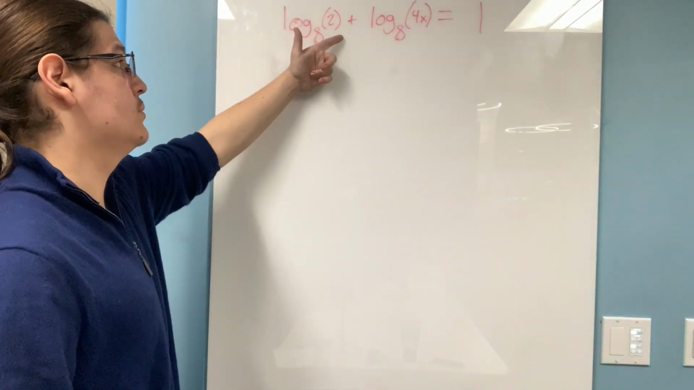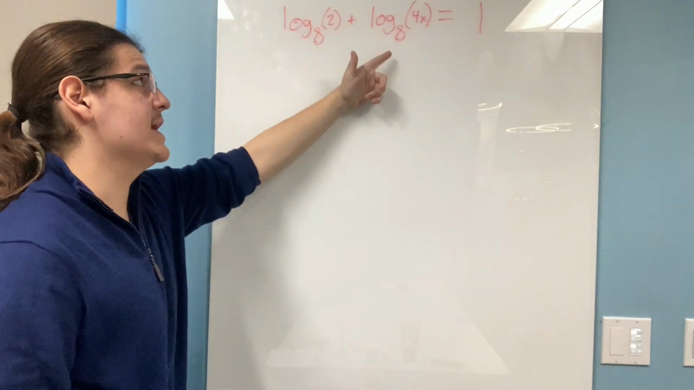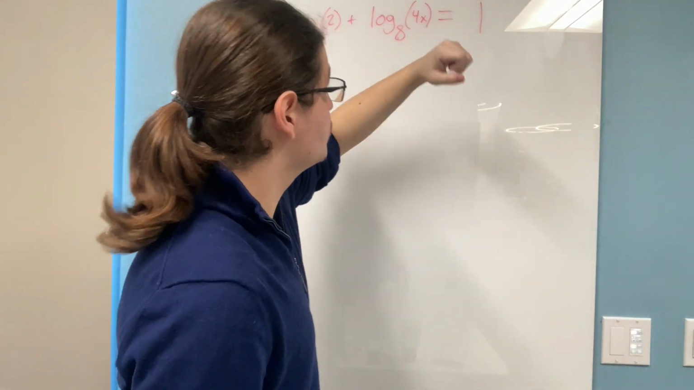Log base 8 of 2 plus log base 8 of 4x is equal to 1.